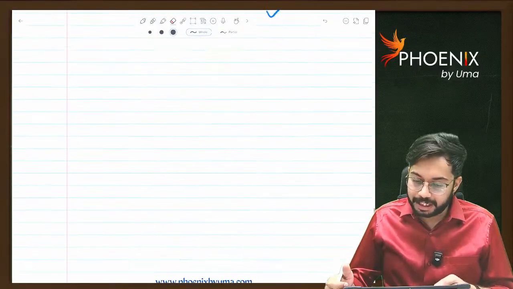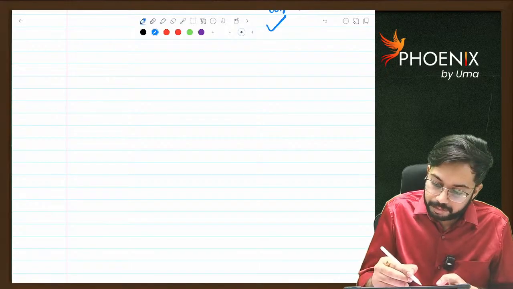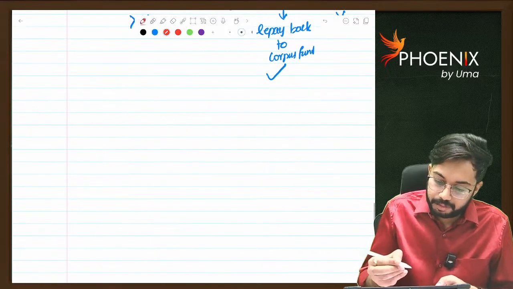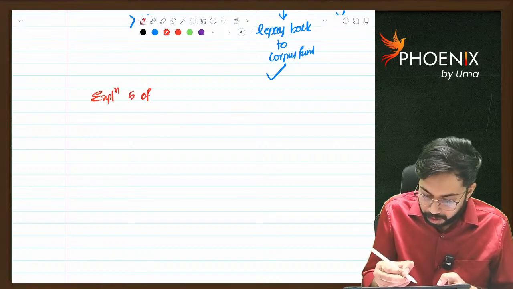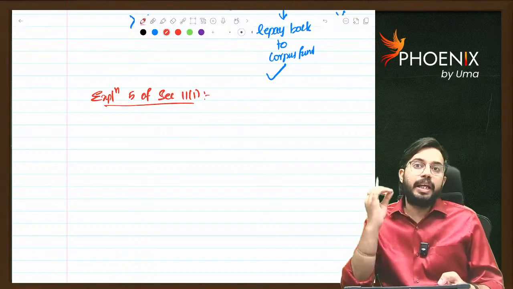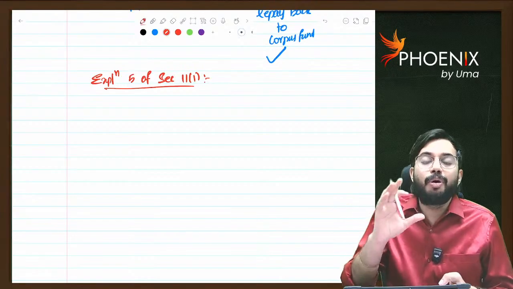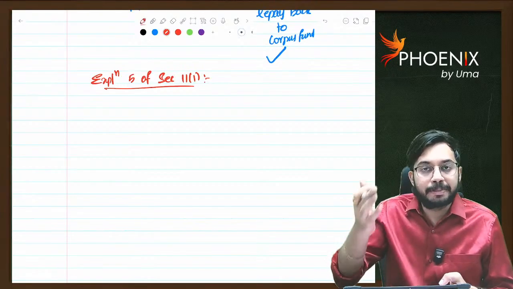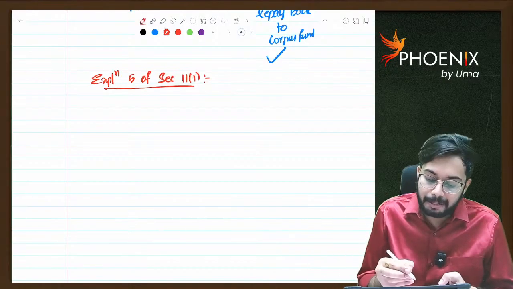Explanation 5 of section 11(1). See, if current year expenditure is more than the income, then excess expenditure you cannot set off and you cannot carry forward. What do you mean by this?